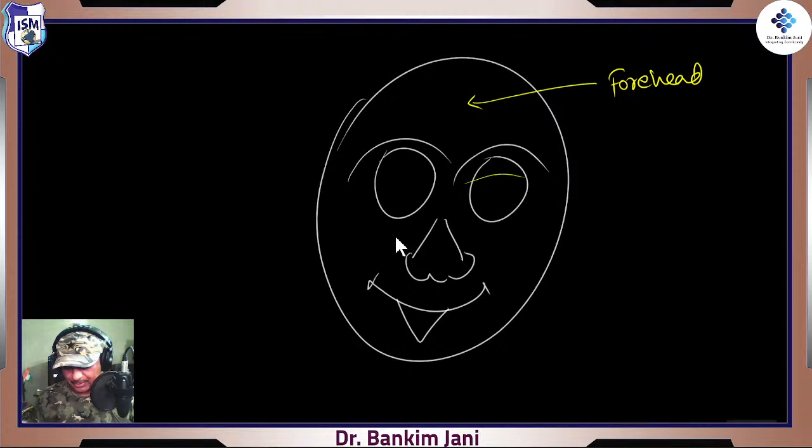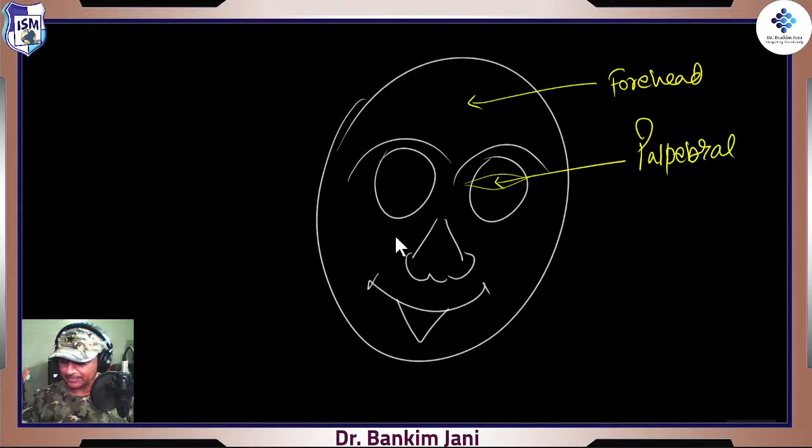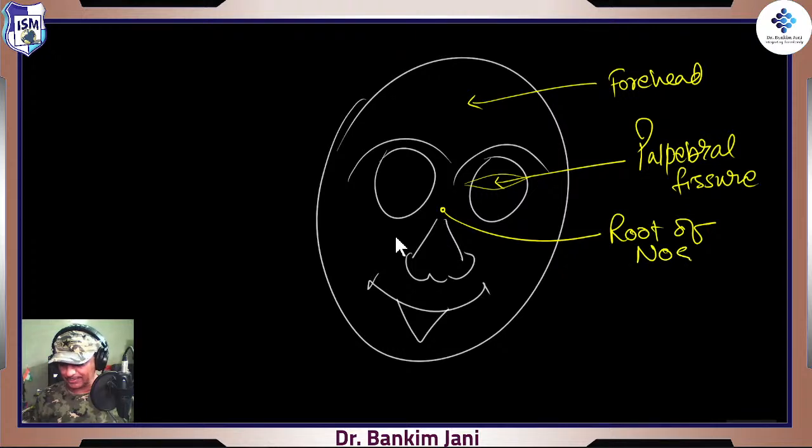But then that opening, because of the upper lid and lower lid, that opening where we see that okay, this is the eye, that is the palpebral fissure. Because these names will be used. This over here would be the root of the nose. And we know that because we learned that.